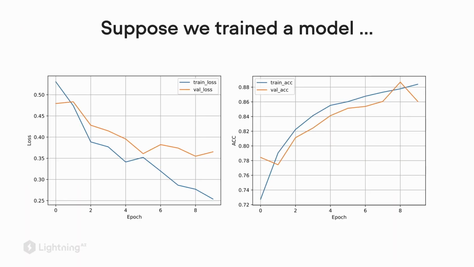On the left-hand side you see a loss plot where we have the training loss and the validation loss. So the y-axis shows the magnitude of the loss. And here on the x-axis we see the number of epochs. As we can see, the loss goes down during training, which is what we want.